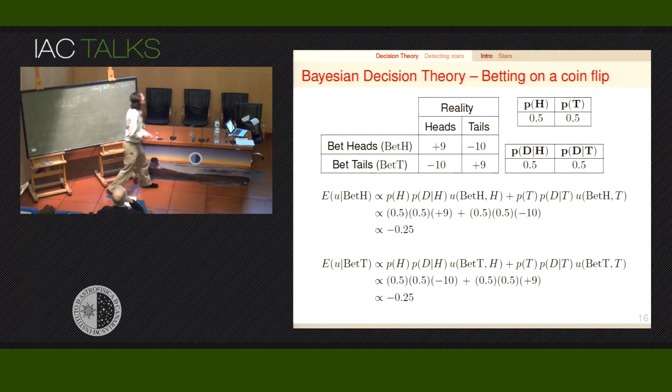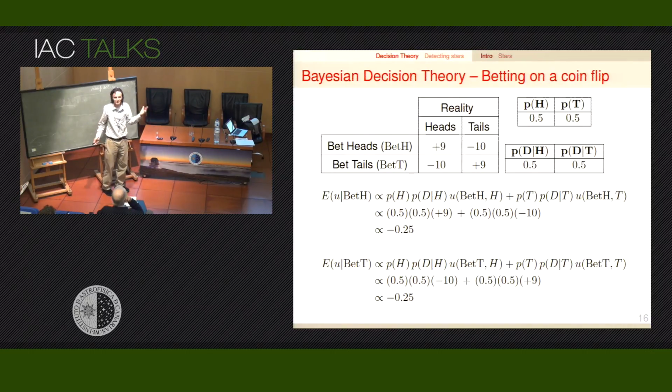And now let's say that the coin flip is actually fair, or at least you believe it to be fair. So your prior is that heads is equally likely as tails, and you have no information yet. So you have no data, so the likelihoods are nothing, or 1, or just the same. Right? So then the two things you can do are bet heads and bet tails.